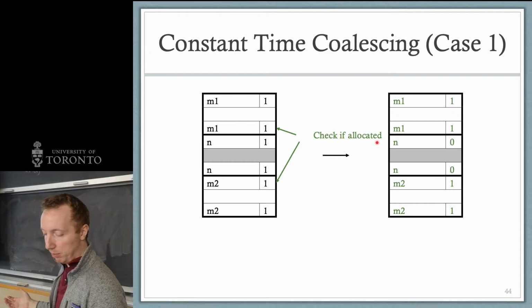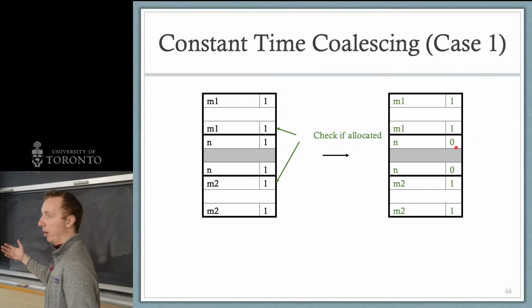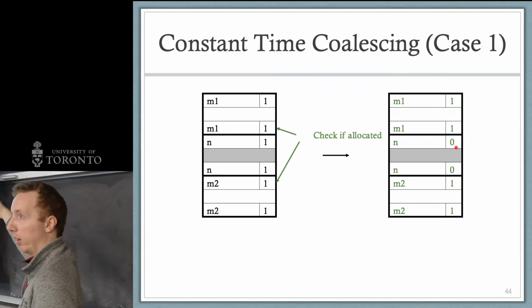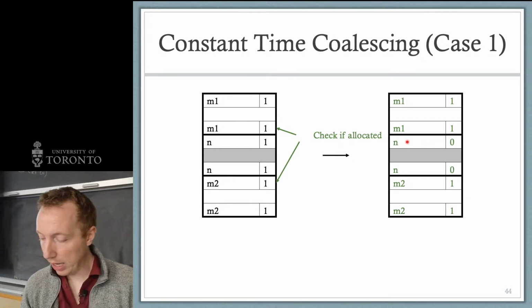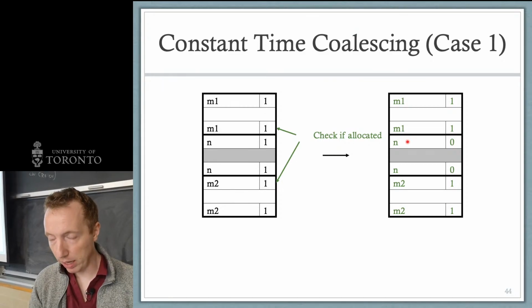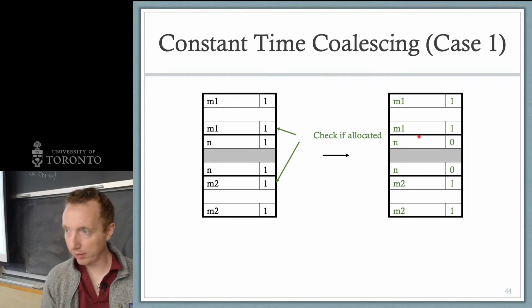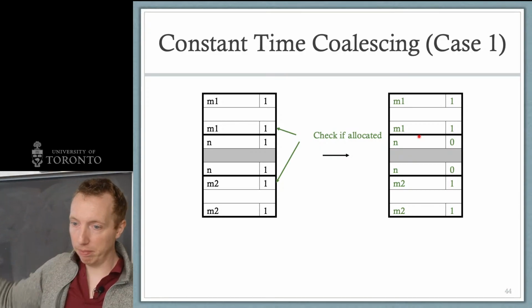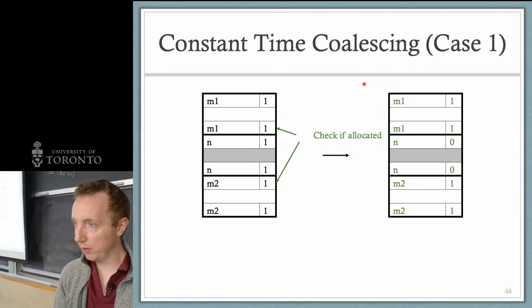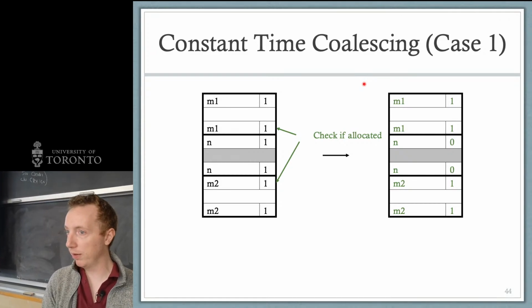So all we have to do is flip our bits, both the header and the footer, to be unallocated, and now those N minus 2, I guess, blocks can be used for another allocation. So that's all right, and we can do this in constant time. We only have to look at previous and next.